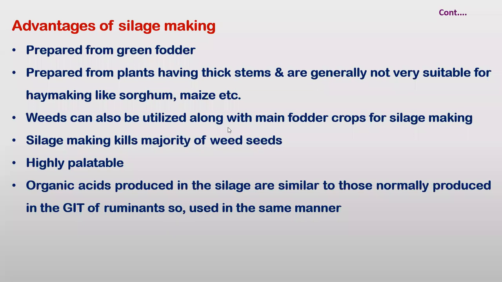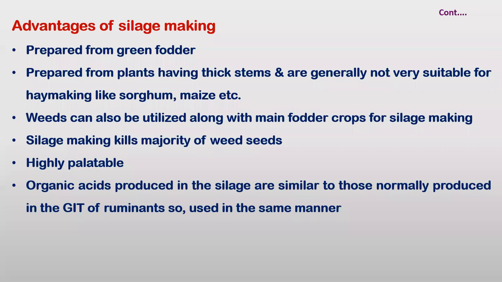So these forage plants are very much suitable for silage making, and these forage plants also contain a high amount of soluble sugars. So fermentation and production of lactic acid will be more when we preserve this plant as silage.